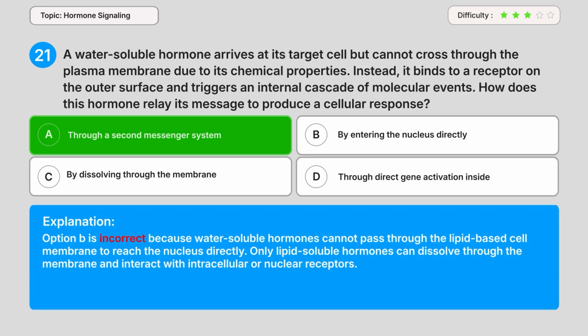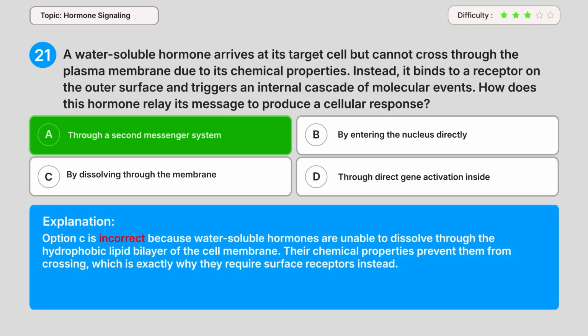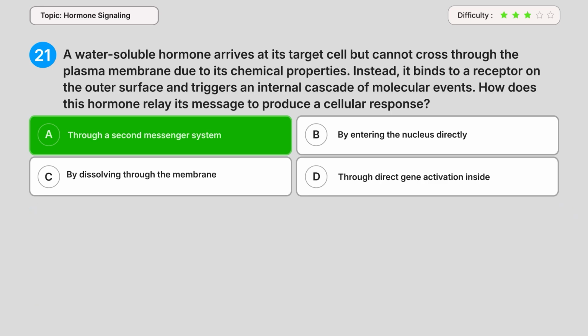Option B is incorrect because water-soluble hormones cannot pass through the lipid-based cell membrane to reach the nucleus directly. Only lipid-soluble hormones can dissolve through the membrane and interact with intracellular or nuclear receptors. Option C is incorrect because water-soluble hormones are unable to dissolve through the hydrophobic lipid bilayer of the cell membrane. Their chemical properties prevent them from crossing, which is exactly why they require surface receptors instead.